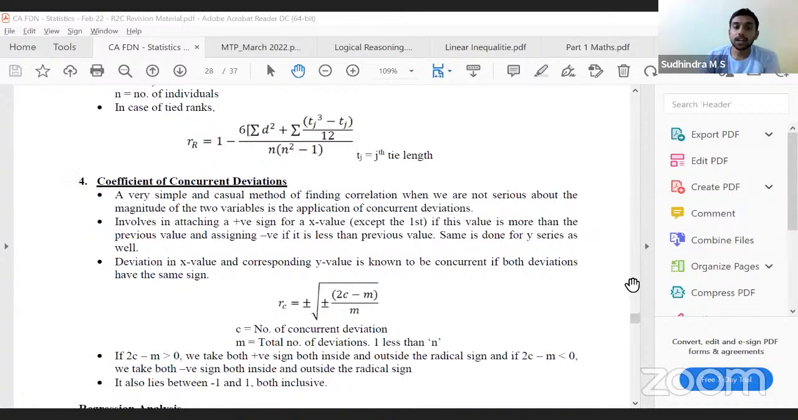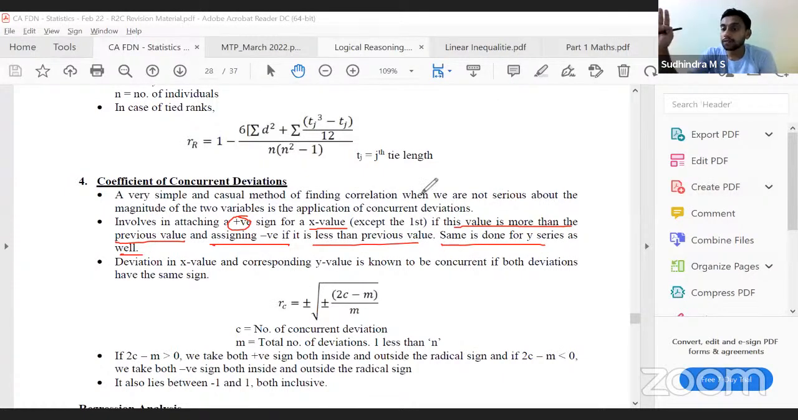Then next one, coefficient of concurrent deviation. Here we are not applying any formula as such. We are checking whether there is an increase or decrease in the value of the variable in the subsequent value. It's a simple and casual method of finding correlation where we are not serious about the magnitude of the two variables. It involves attaching a positive sign for an x value if this value is more than the previous value, and a negative sign if it is less than the previous value. The same is done for the y series as well. Obviously no sign will be allocated for the first value, because there is no previous value to check whether there is an increase or decrease.